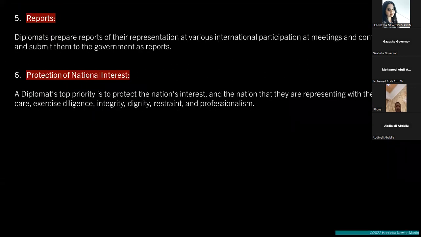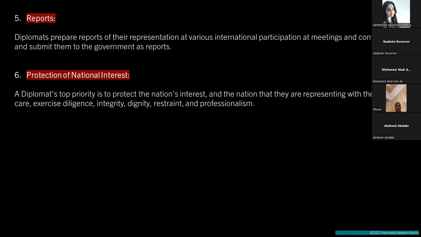Next is reports. They prepare reports. They participate in international conventions, conferences, and meetings, and prepare reports. They are observers. They observe the meeting, prepare a report, and submit it to their respective government.